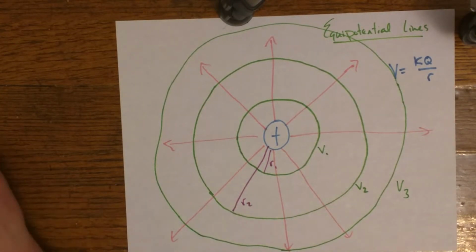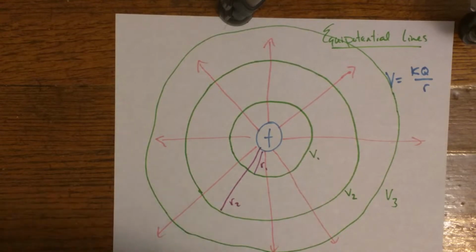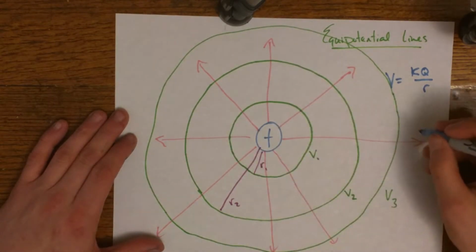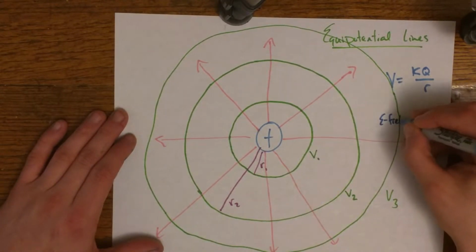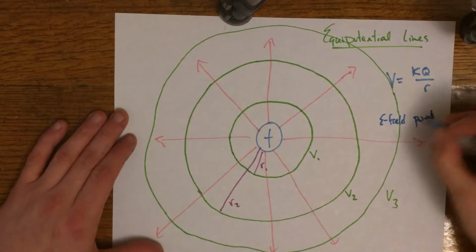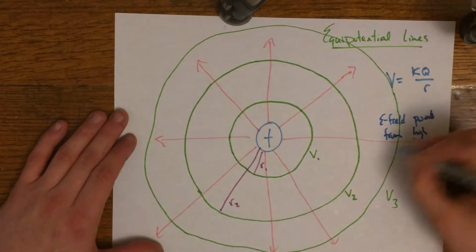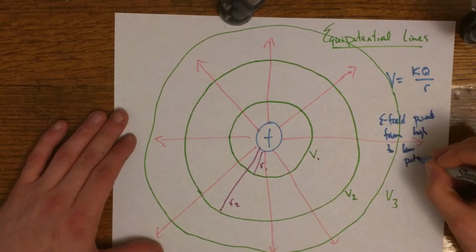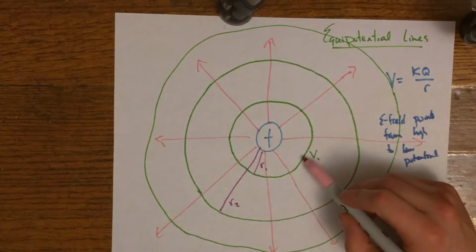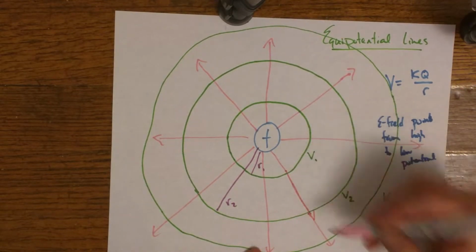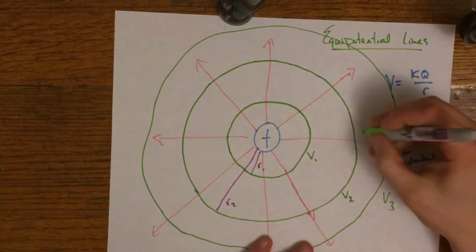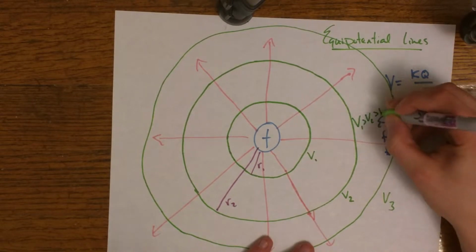Okay, a couple things to note about equipotential lines. One, I'm running out of space, so I'm just going to have to do this over here. The E field points from high to low potential. Meaning that here I have some potential V1, and the E field is pointing in this direction, and V1 is greater than V2, which is greater than V3.